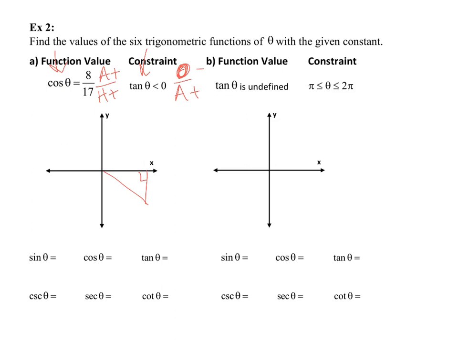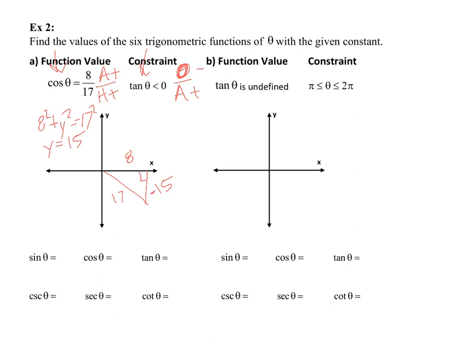Then I label the side lengths. Adjacent is your x. Opposite is your y, which I don't have right now. And hypotenuse is 17. I'll use the Pythagorean theorem to obtain what y is. It's 15. And be very careful here, this is what throws a lot of students off. I'm in the negative portion of the y-axis, so this value here is negative.